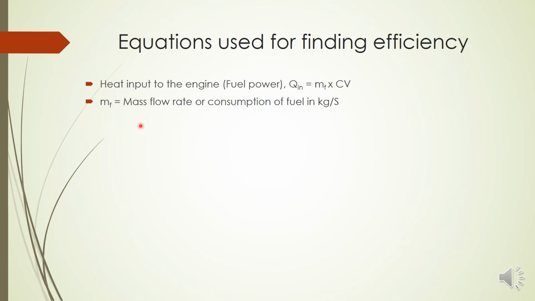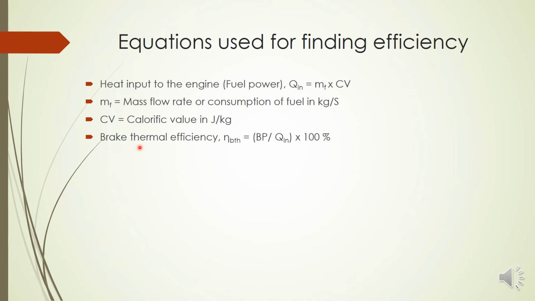MF is the mass flow rate in kilogram per second. For calorific value, the SI unit is joule per kilogram, but mostly we express it in kilojoule per kilogram or megajoule per kilogram, so you must be careful with the unit. If the calorific value is in kilojoule per kilogram, you will get Q in kilowatt, and if it is joule per kilogram, you will get Q in watt.